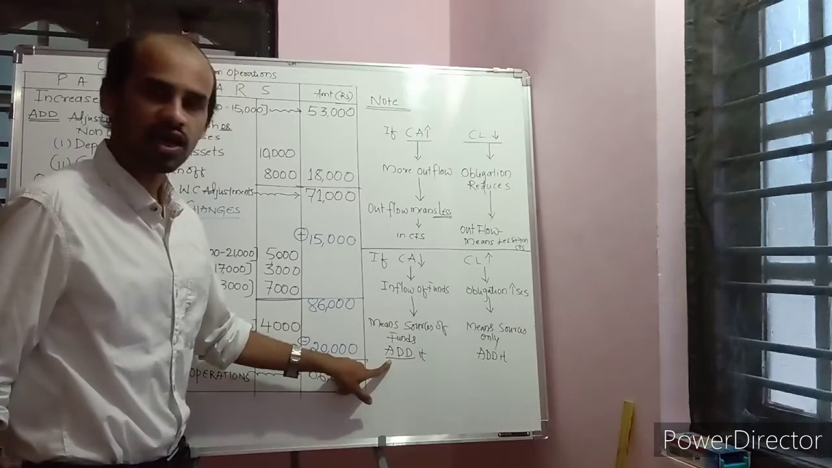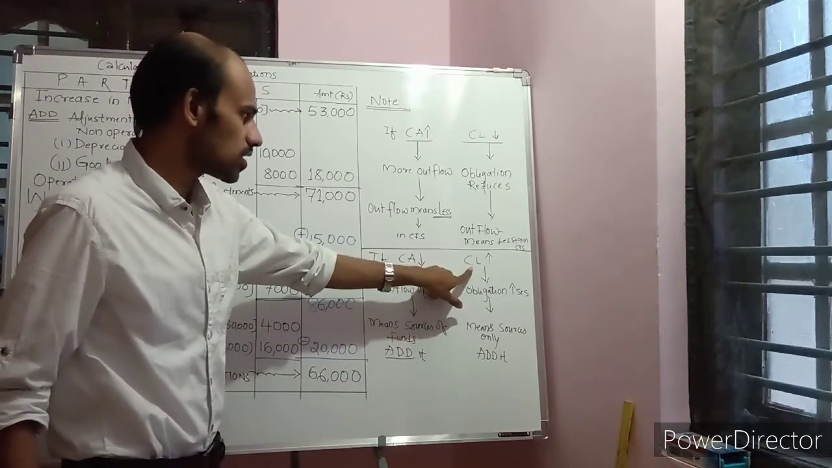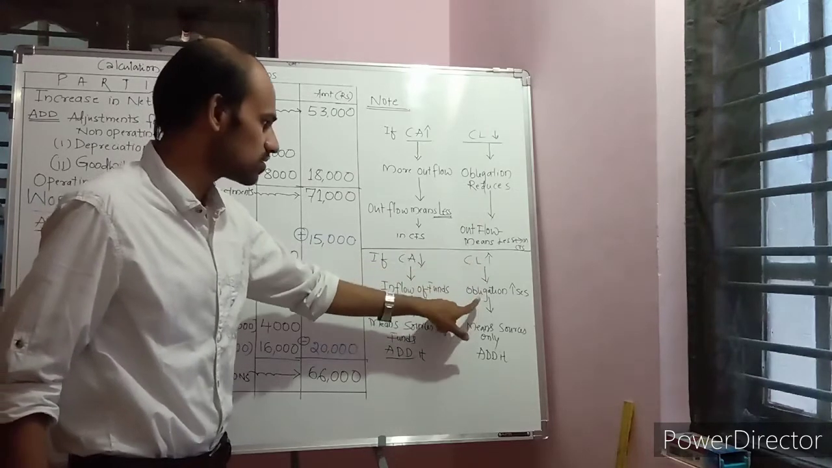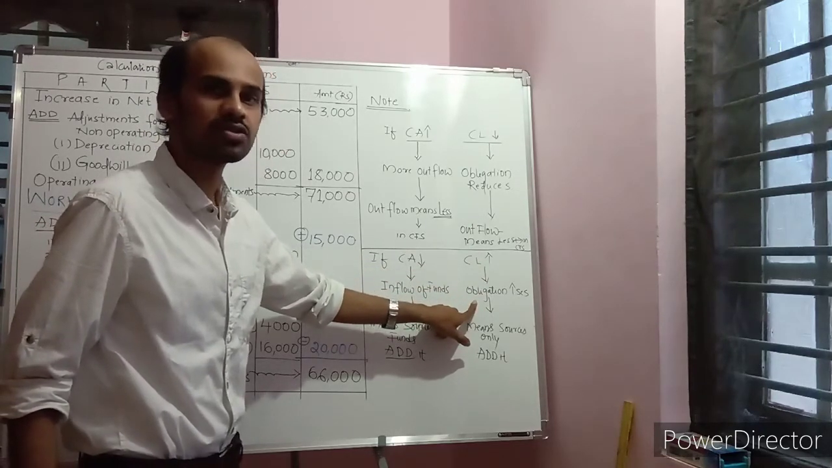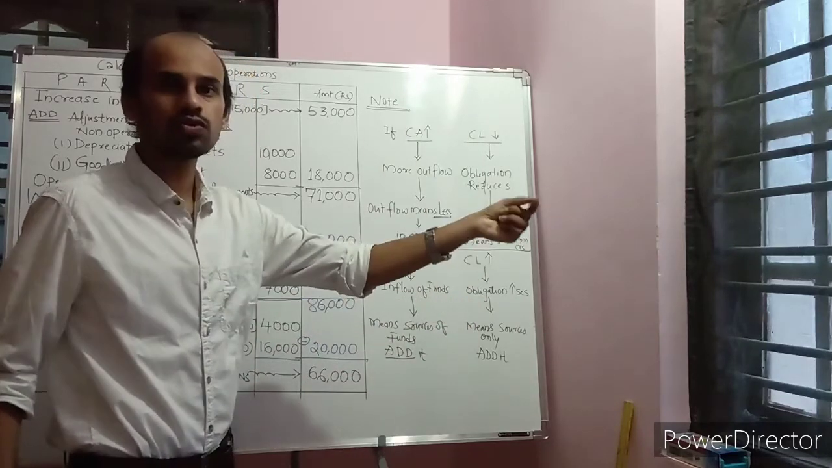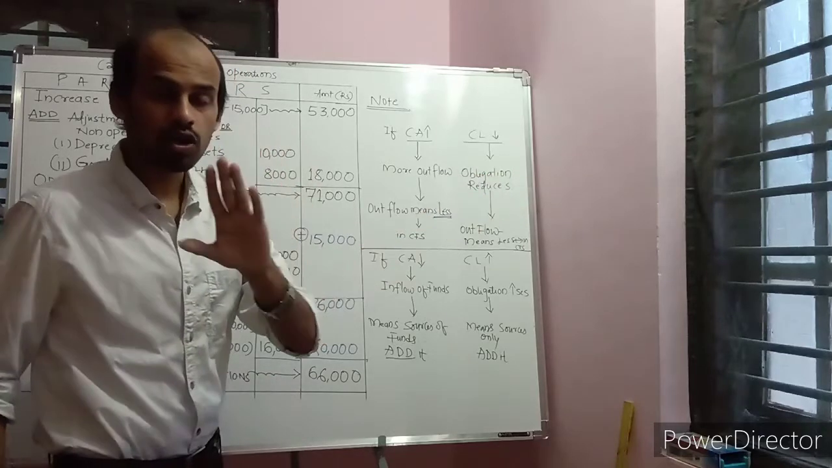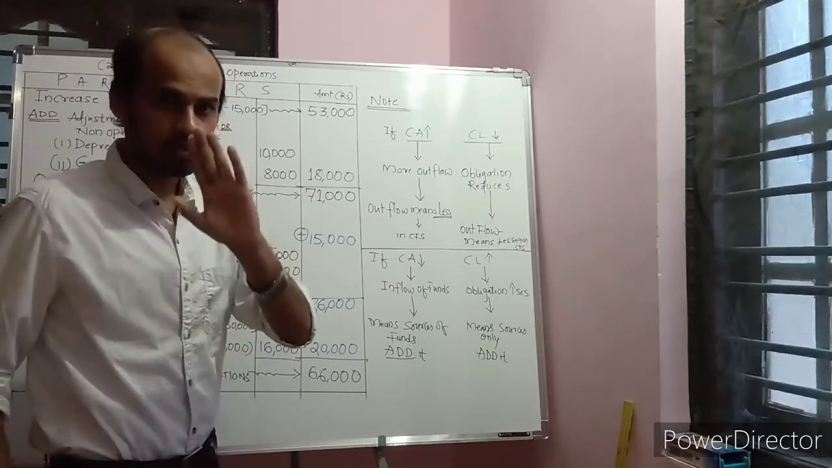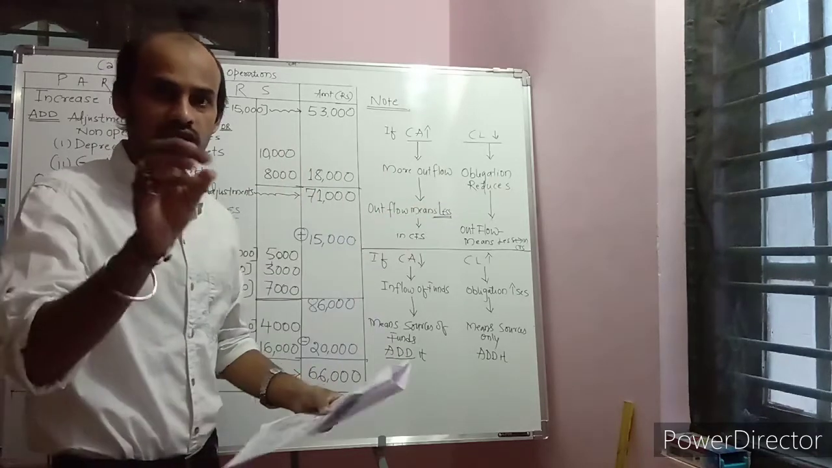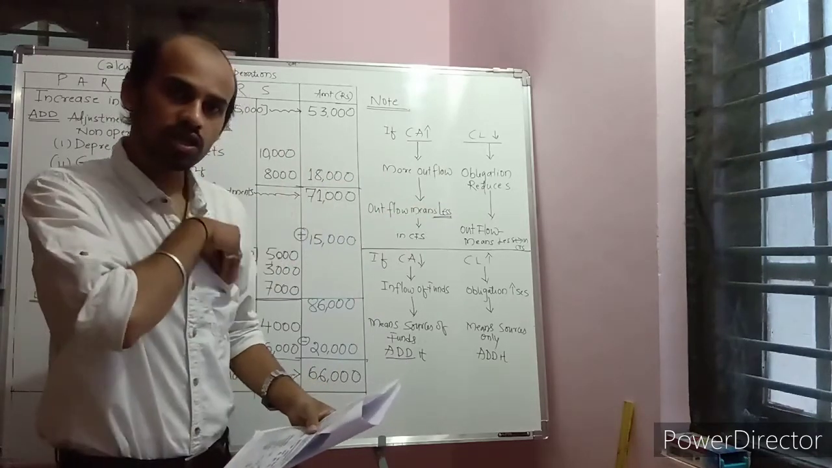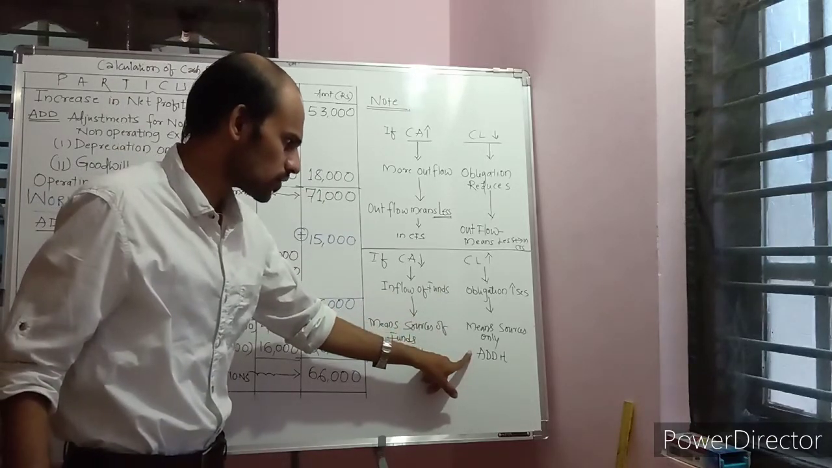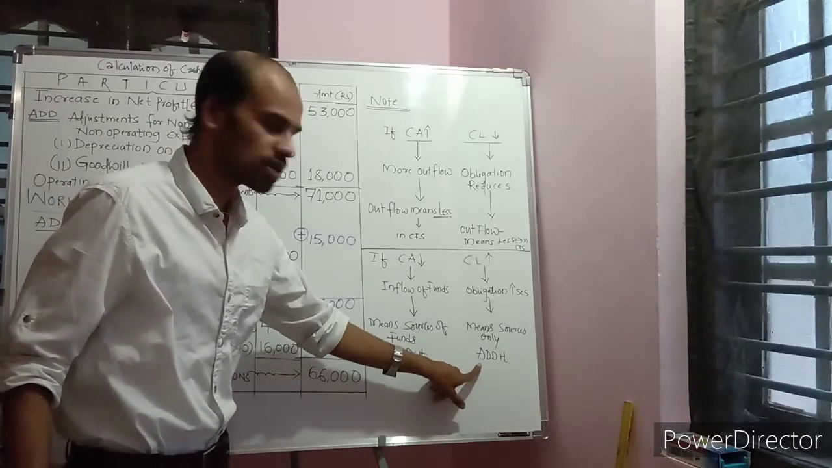For that purpose it is added back. And similarly, when current liabilities increase, the obligation portion is getting increased. You need to pay money to your creditors, but you are not paying right now. You are postponing it, so the borrowed money will be in your pocket only. For that purpose it is a source, so that is added.